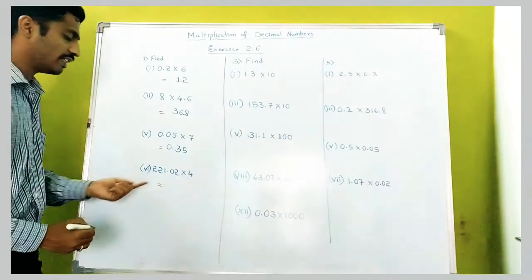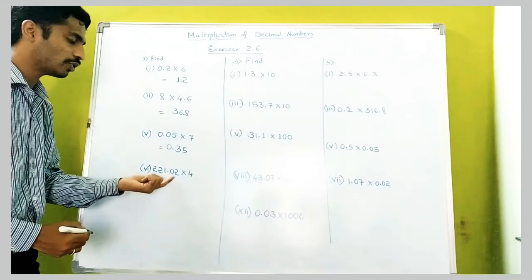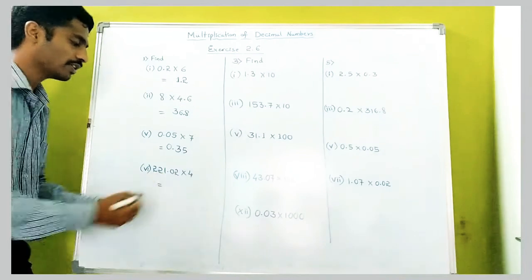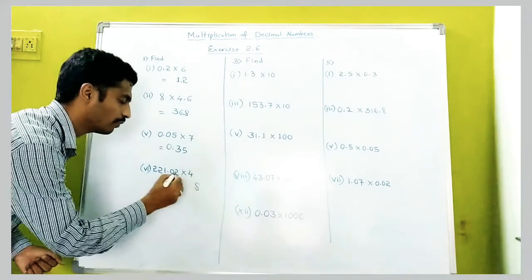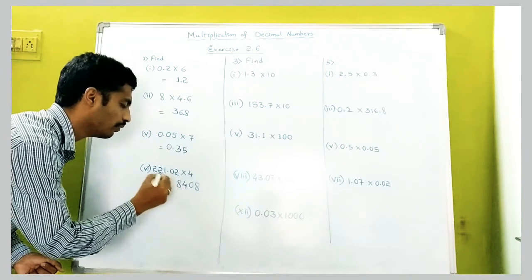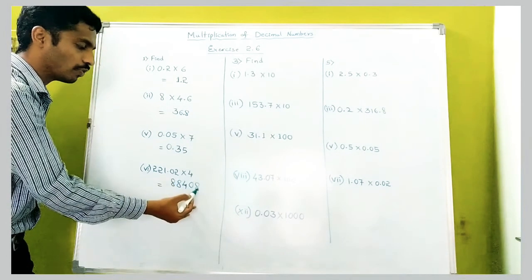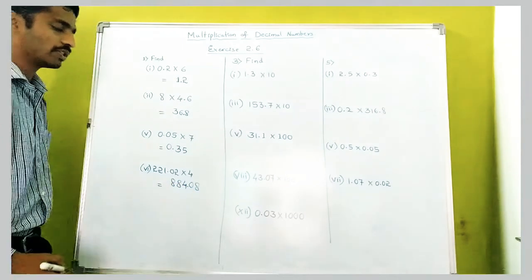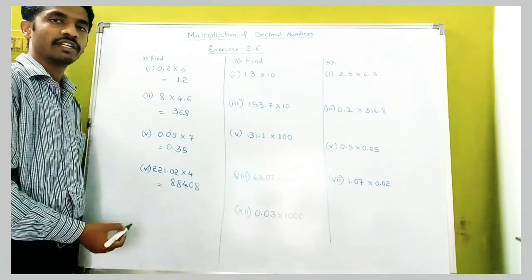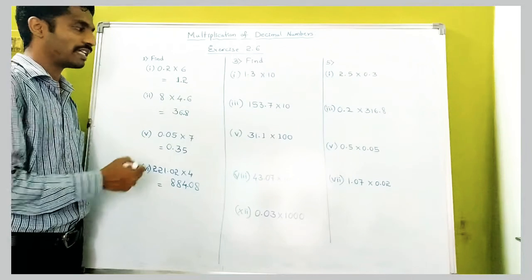Same thing in here also. 221.02 is there. So we have to multiply with 4. So what you have to do? Multiply with 4 first. 4 2s are 8. 4 into 0 is 0. 4 1s are 4. 4 2s are 8. 4 2s are 8. After how many numbers? 1, 2. So here also 1, 2. So after two numbers put the point. So our answer will be 884.08. This is our answer. Here I skipped a few problems, so do them as your practice.